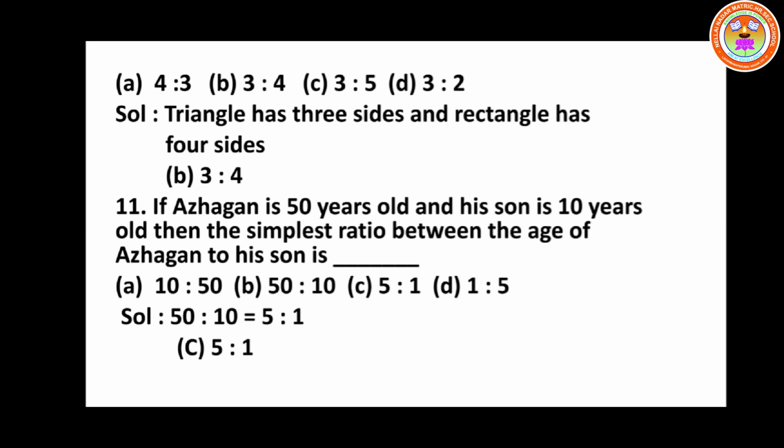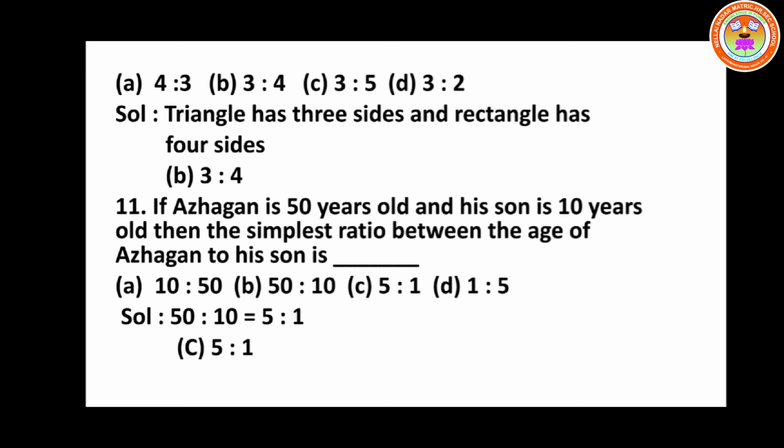What are the options given? Option A, 4 is to 3. Option B, 3 is to 4. Option C, 3 is to 5. And last option D, 3 is to 2. So, your solution is already explained to you. Triangle has 3 sides and rectangle has 4 sides. So, your final answer is option B, 3 is to 4.